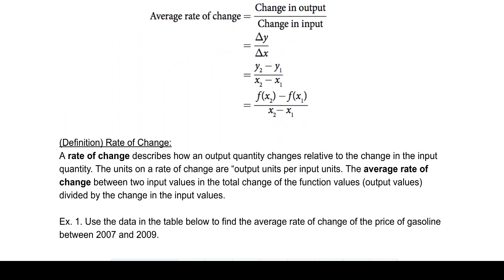So the rate of change describes how a quantity changes relative to its input, that is, how the output changes compared to its input. The units on a rate of change are output units per input units, output divided by input as far as our units go. The average rate of change between two input values is the total change in the function values, the outputs, divided by the change in the input values.